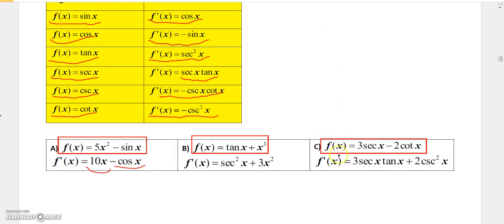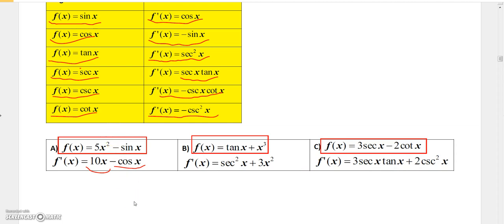Okay, so the third one here is 3 secant x minus 2 cotangent x. And the derivative of secant x from up here is actually secant x tangent x. And so the derivative of 3 secant x would be 3 secant x tangent x. And then here the derivative of cotangent x is actually minus cosecant squared. But since you have minus a minus, that would be a plus. And then you would have 2 times cosecant squared x. And that's all I'm going to do on these.